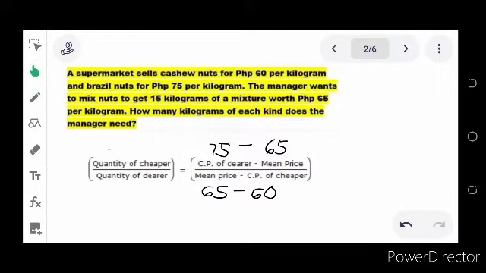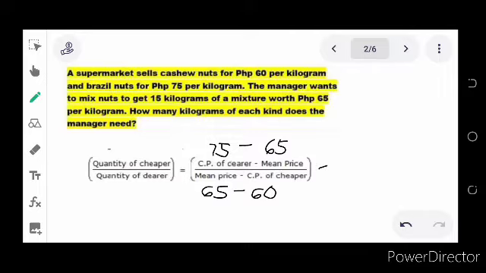Now, what do we substitute here? That's the quantity. When you say quantity, that tells you how many of each: how many of the cheaper, how many of the dearer. But we cannot find it because that's exactly what we're looking for. So how many kilograms of cashew and how many kilograms of Brazil. So we don't substitute anything here. We just leave that formula right there.